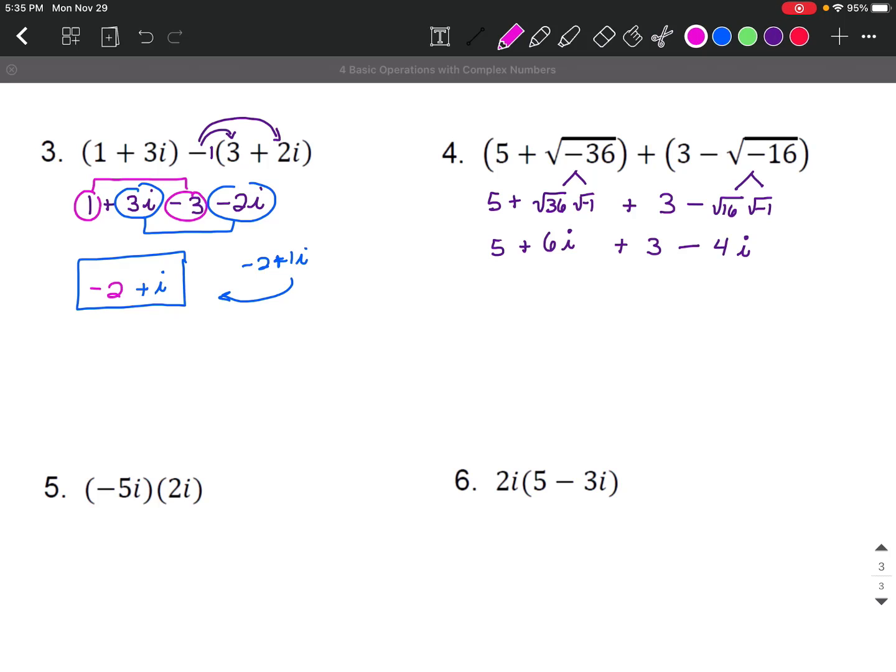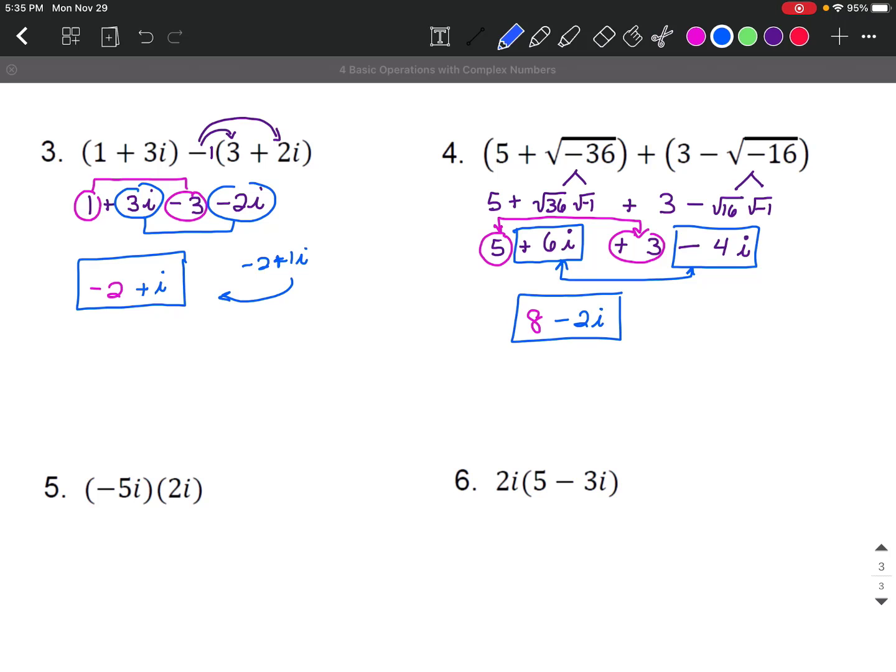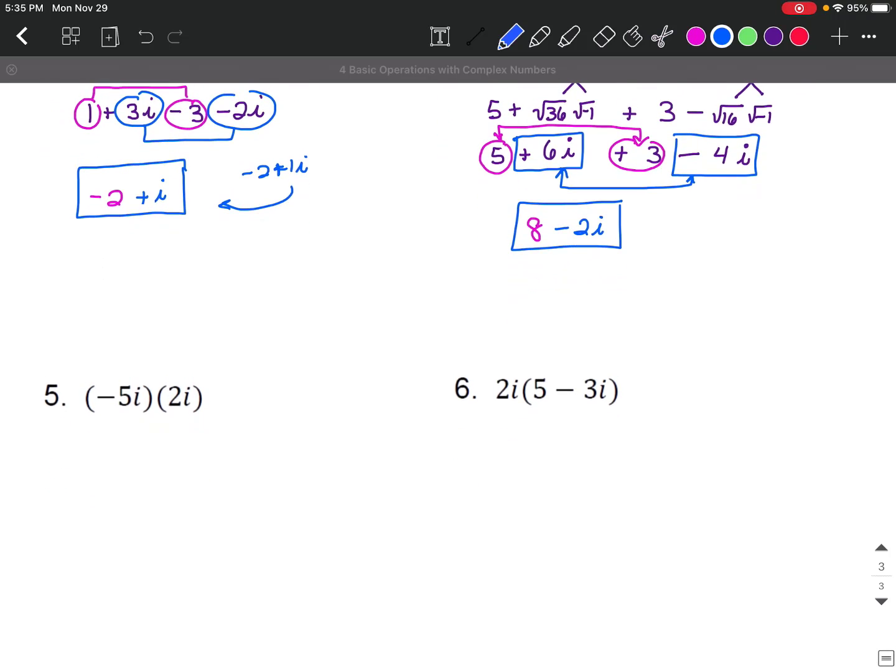Now we can add our like terms. My real parts, I have 5 plus 3. 5 plus 3, that's 8. My imaginary parts, I have 6i minus 4i. 6 minus 4, that's 2, and we keep the i. There we go. Now what happens if we want to multiply?